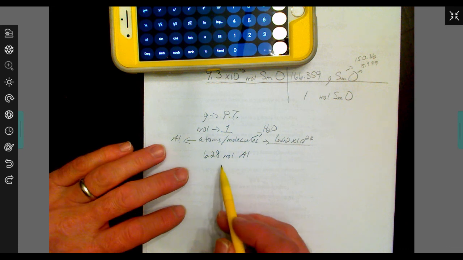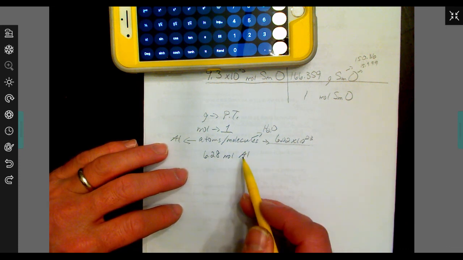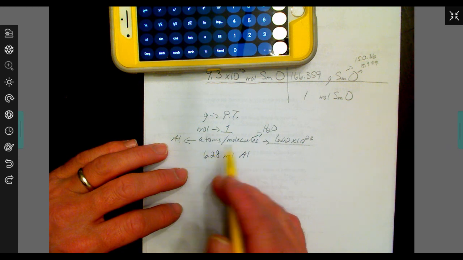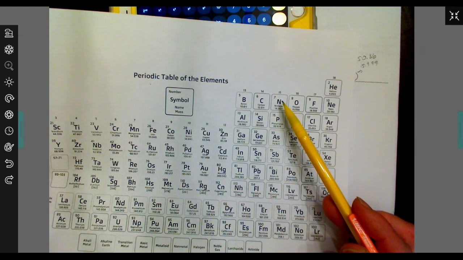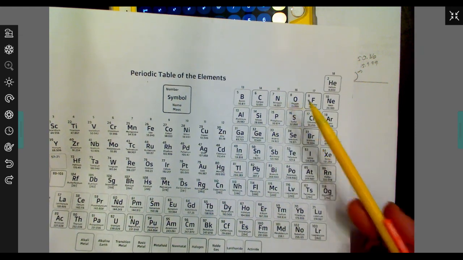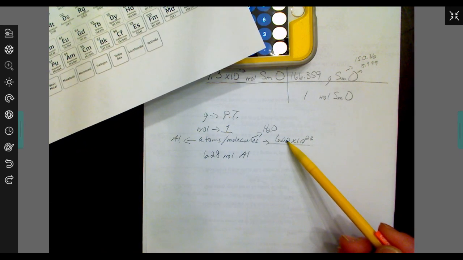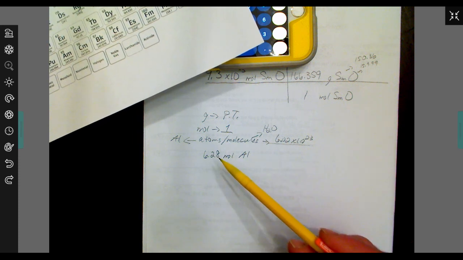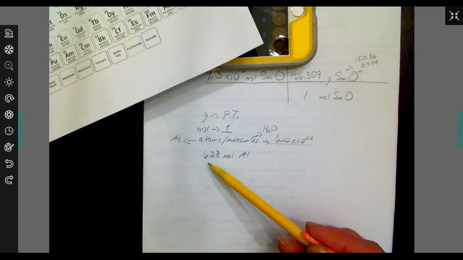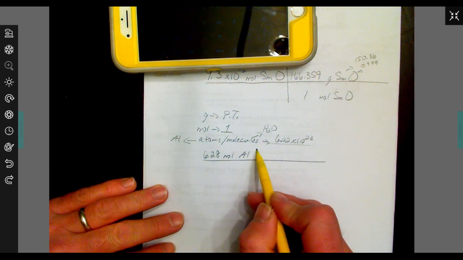All right, so this one, it said we had 6.28 moles of aluminum. They want to know how many atoms are in that aluminum. Well, we know from the periodic table that in 1 mole, it has 602 hexillion atoms, right? Because that's Avogadro's number. Well, we want to know how many atoms are in 6.28 moles, not just 1 mole. So I run my T-chart off of that, no big deal.